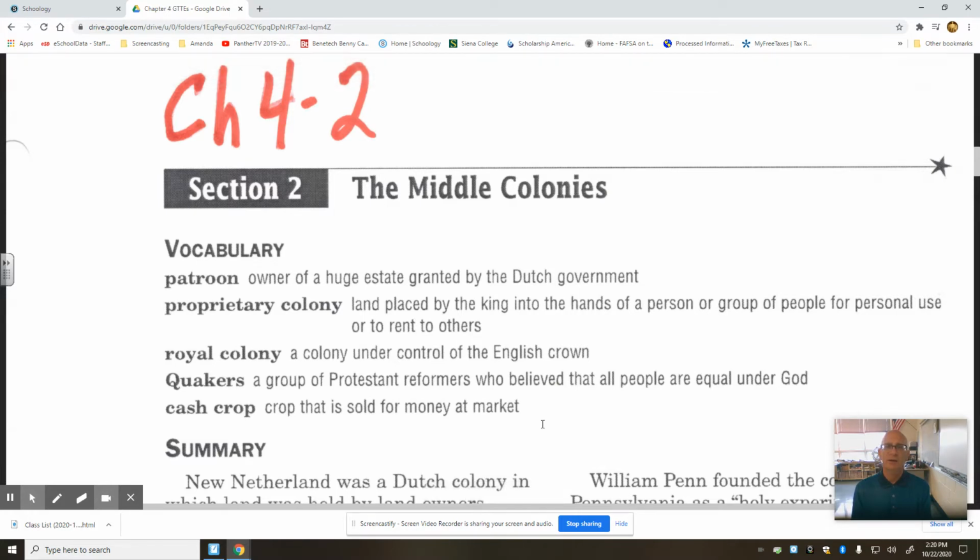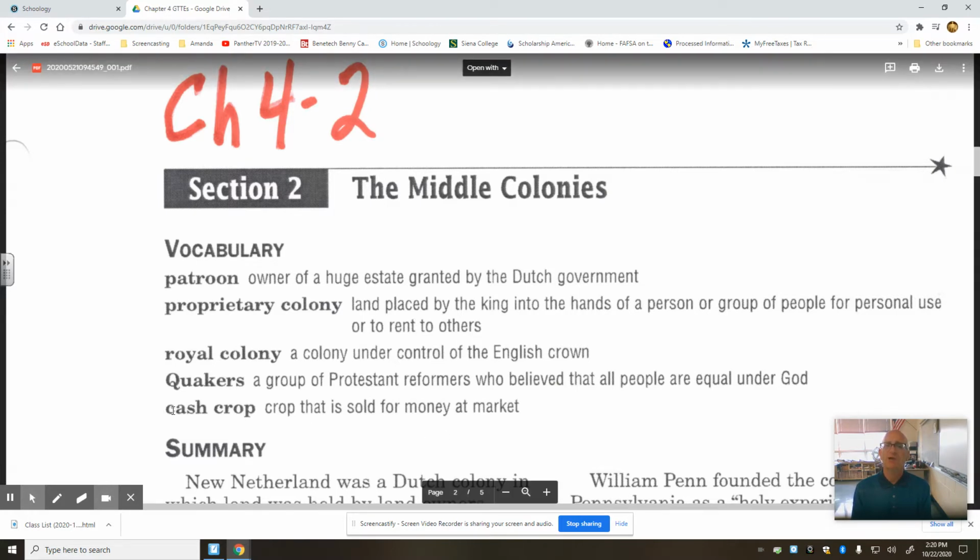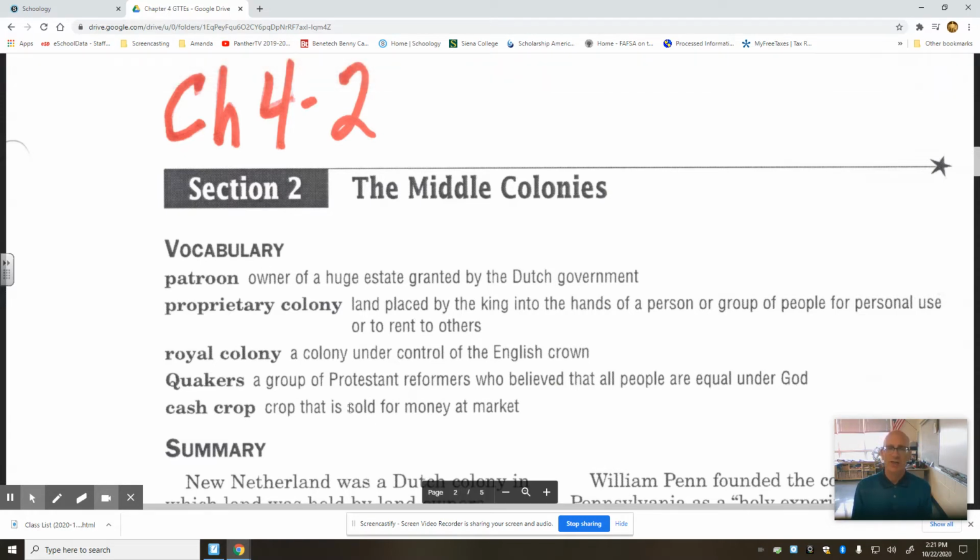And lastly, we've got cash crop, a crop that is sold for money at a marketplace. A crop that is sold for money at market. Cash crop.